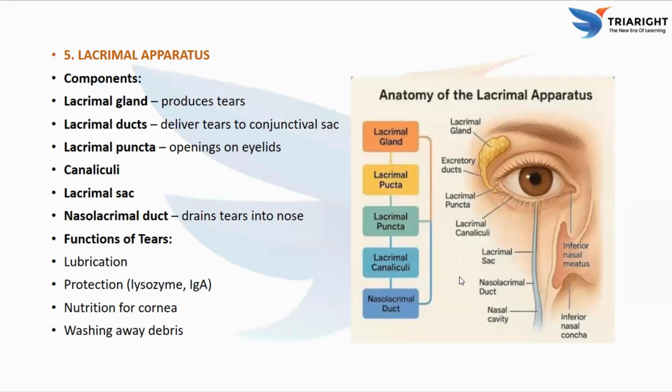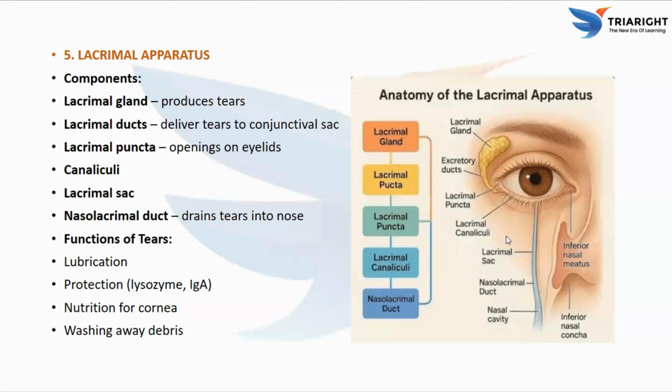So next is lacrimal canaliculi, also called canaliculi. These are the small channels that connect the lacrimal puncta to the lacrimal sac. So this is in between the lacrimal puncta and the lacrimal sac. The tears move from puncta to canaliculi and then to the sac. So these are also called the tear drainage canals.